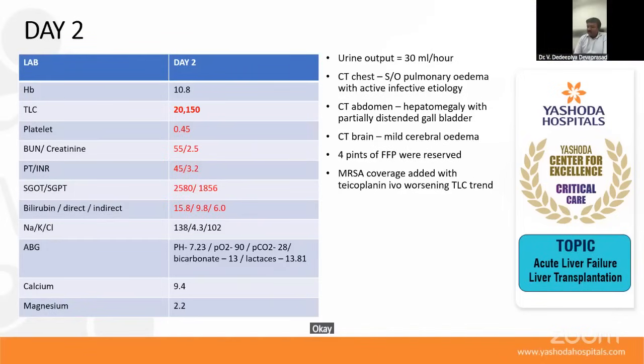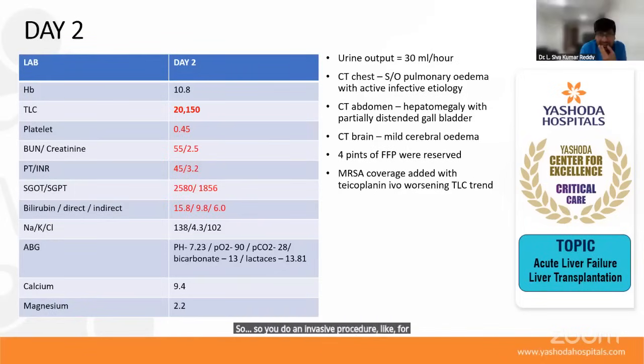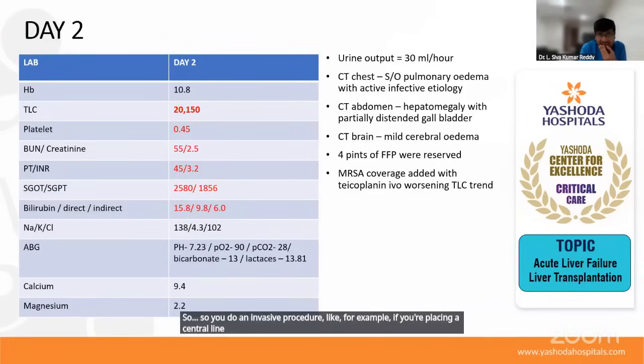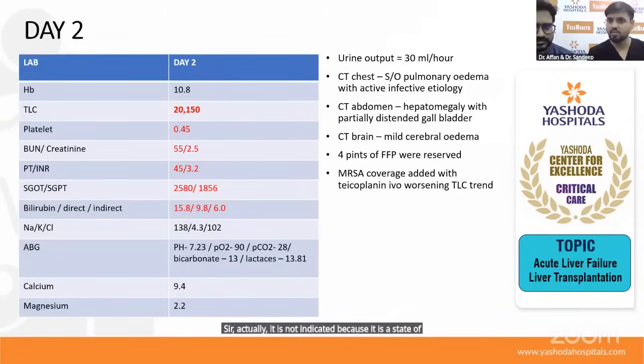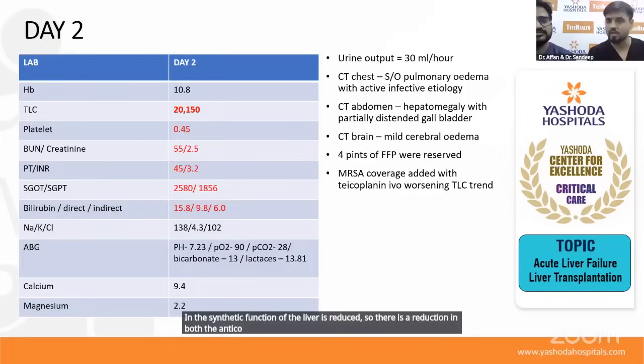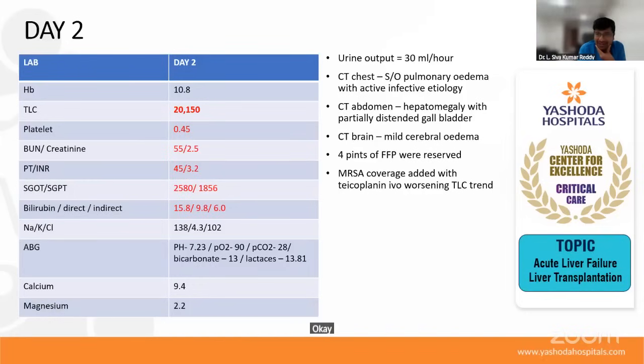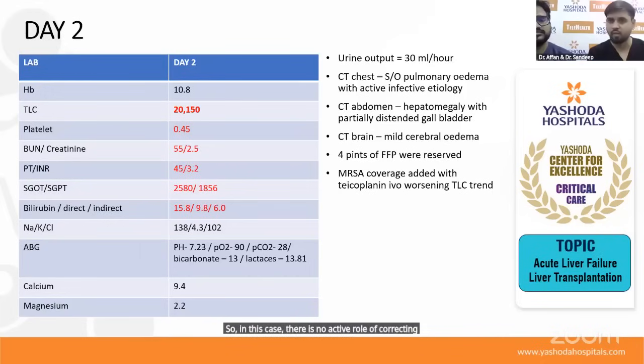Okay. So you do an invasive procedure, for example, if you're placing a central line in a patient with ALF, do you give FFP? Sir, actually, it is not indicated because it is a state of rebalanced hemostasis. The synthetic function of the liver is reduced, so there is a reduction in both the anticoagulant and the procoagulant factors. So in this case, there is no role in correcting with FFP before putting a central line or an arterial line.